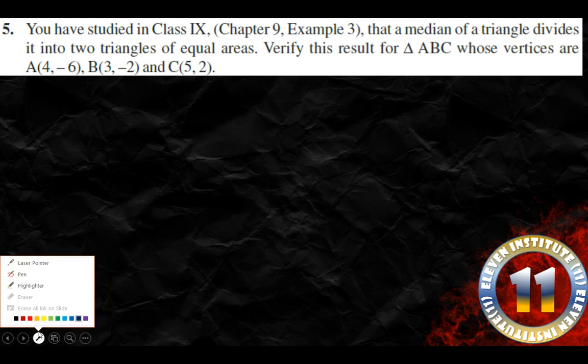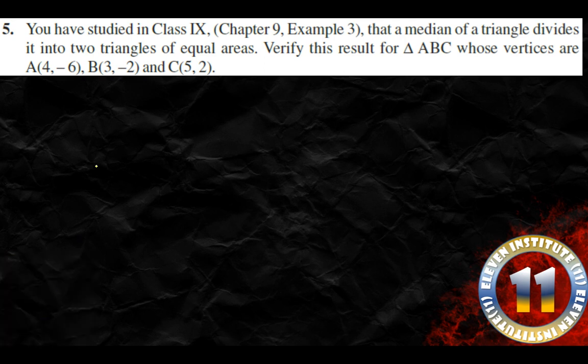First thing, the question written above will not be asked in the exam in this form, but you have studied in class 9. Okay. Directly this will come written: A median of a triangle divides it into two triangles of equal areas. This is their kindness that they have written it for us. Otherwise we should remember. This was example number 3 last year. Prove that median of a triangle divides the triangle into two triangles of equal areas. We already know. Verify this result for triangle ABC whose vertices are A, B and C.